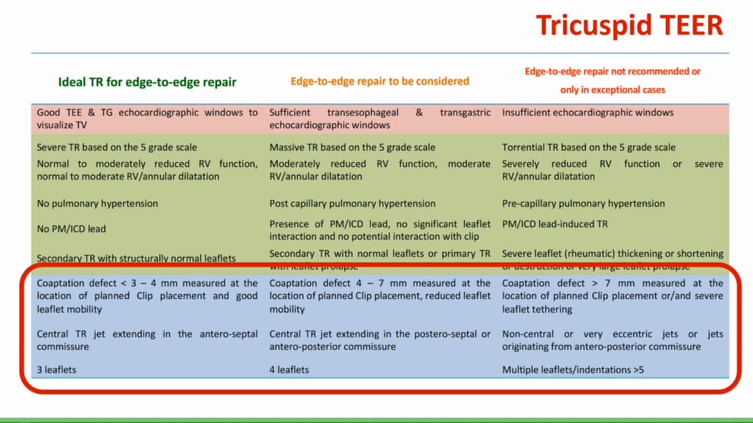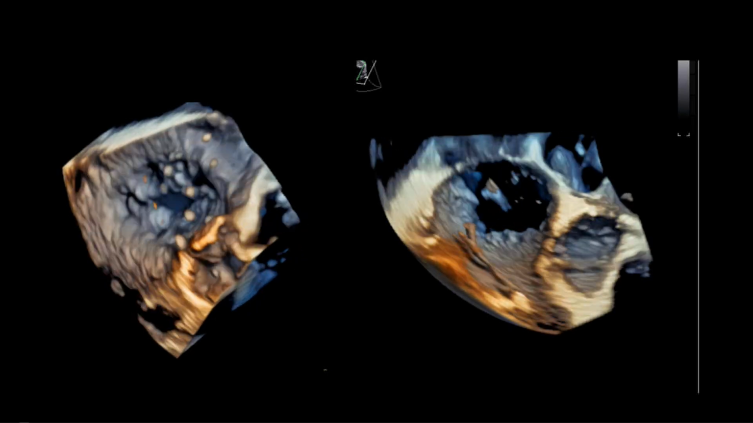So this is why we can classify, according to the anatomy and the functional anatomy, the ideal valves for edge-to-edge repair, or the ones that are very difficult to undergo this therapy. And this is another demonstration of why imaging is crucial to really understand the valve, but also to select the best therapy. And as you know, one image is better than 1,000 words.